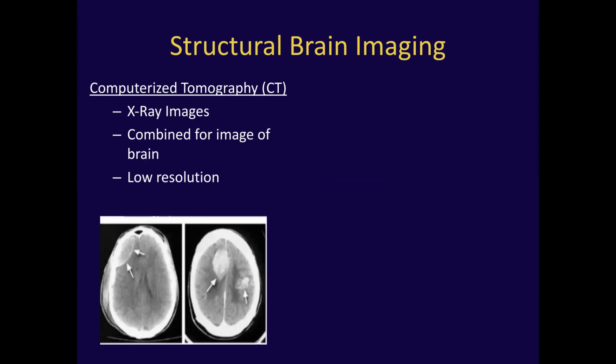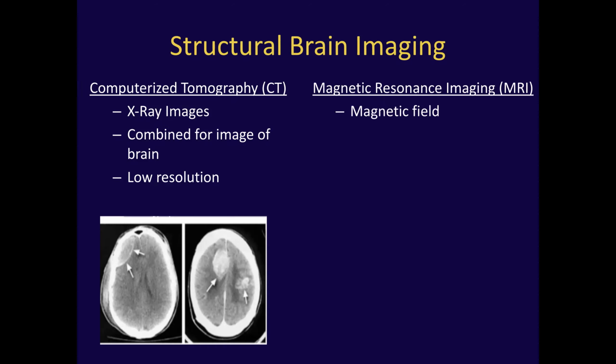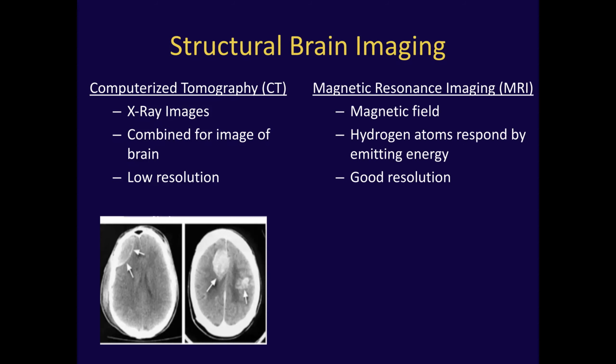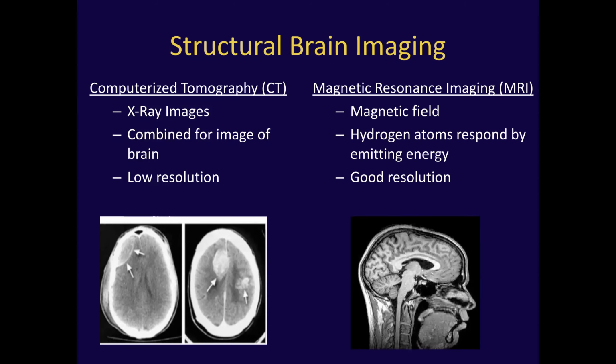CT, or computerized tomography scans, use a series of X-ray images from various locations, and then they're combined to construct an image. These don't have the best resolution, but they're really helpful for visualizing a structural problem, like a tumor. Magnetic resonance imaging, or MRI, uses a magnetic field and produces an image that looks similar to what we see on the right. This has really good resolution.